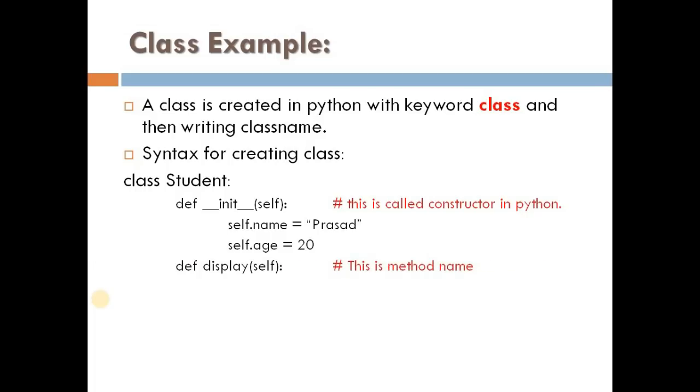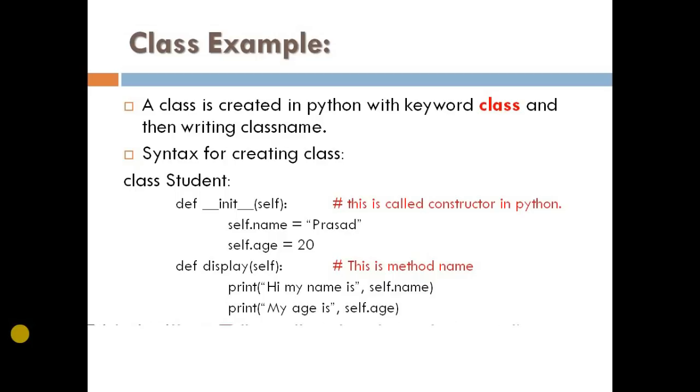So there is a method. In Python, we can write a method by using the def keyword, def method name, and a method should contain at least one argument. This argument is the self keyword, and self is nothing but the this keyword. The method name is display. In the display method, I display the name as well as the age: print, Hi, my name is self.name and my age is self.age.